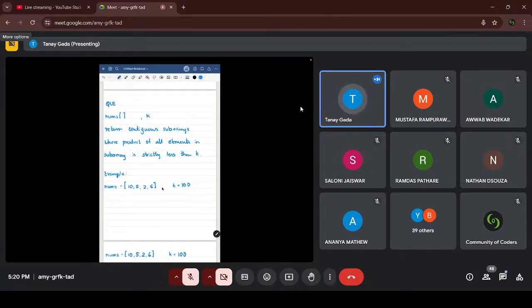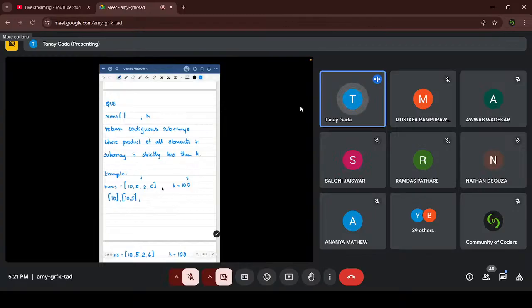So this is nums, and this is k. What is a subarray? A subarray is contiguous elements in an array. Let's say we have 10. The product of 10 alone is 10, which is less than k, so that is one of the subarrays we need in the output. Then 10 comma 5: the product is 50, which is less than k, so we can include it. Then 10, 5, 2: it is 100. It is not less than 100, it is equal, so it cannot be in our answer.